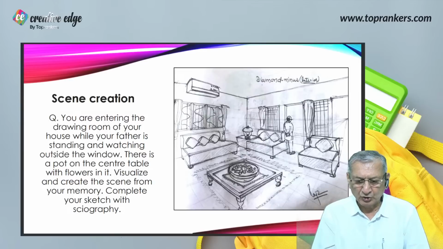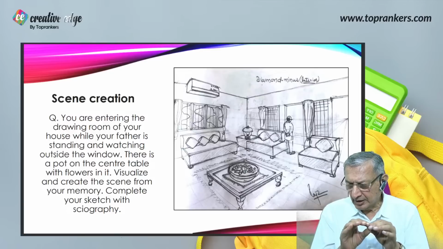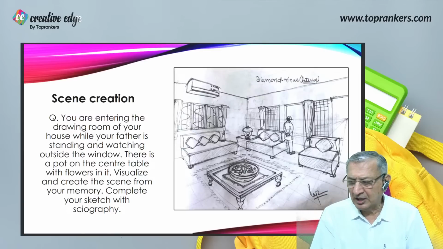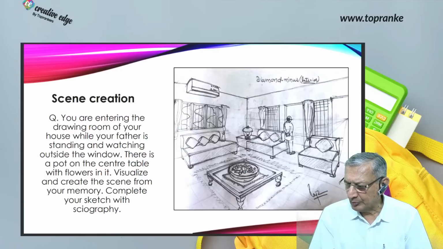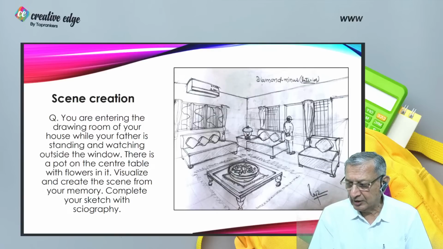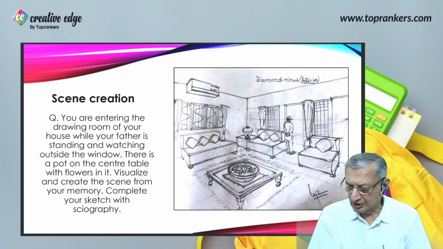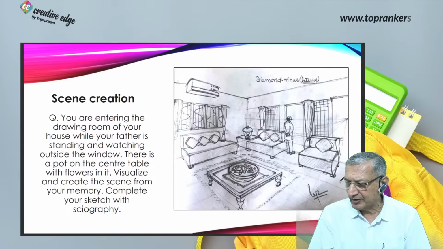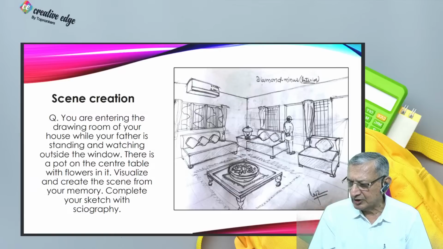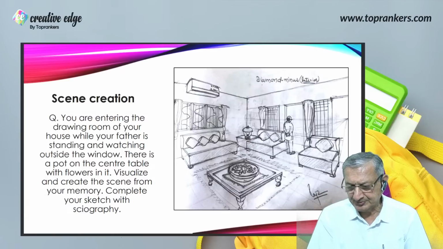Perspective, proportion, and the placement are important. Now, if you talk about the placement of the human figure, I have taken the law of thirds into consideration. So there is a pot on the center table with flowers in it. So I made it a point of attraction here also, although the main point of attraction is, because of the law of thirds, this human figure.